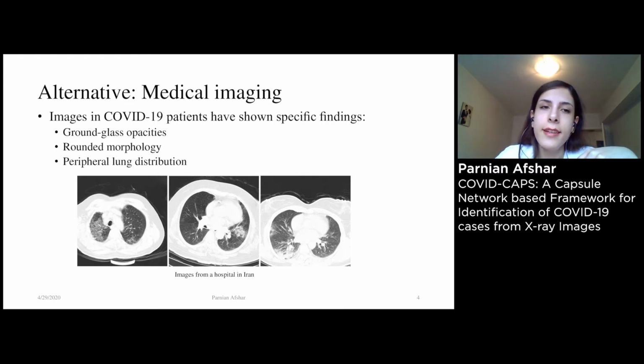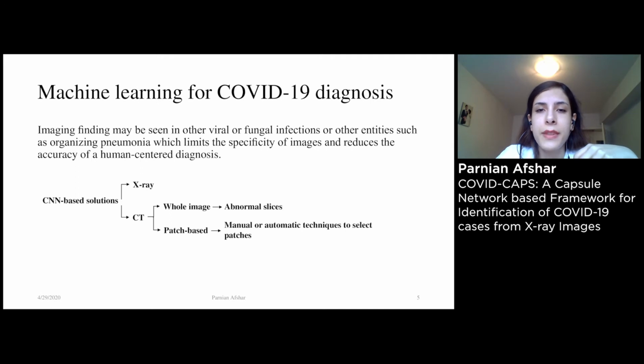Although the findings in X-ray and CT scans can be useful, they can have some overlaps with other viral or fungal infections or other entities such as organizing pneumonia. And this limits the ability of radiologists to accurately diagnose the COVID-19 cases. So researchers are trying to see if machine learning can increase the accuracy of diagnosis.